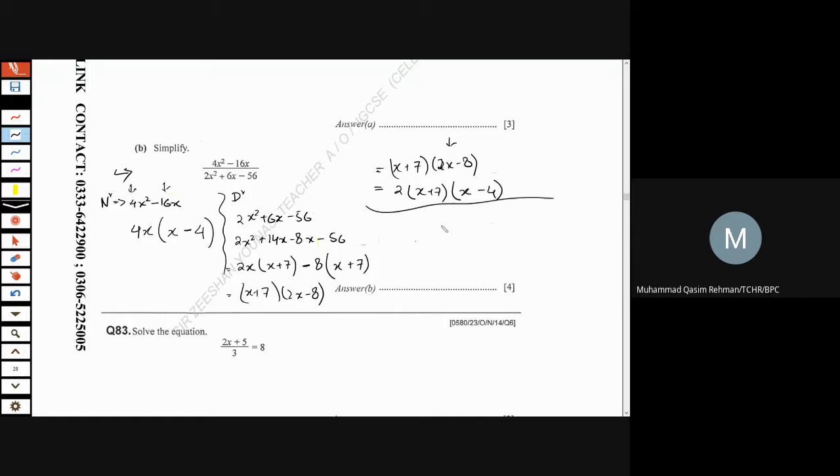So in the numerator, you write down 4x into x minus 4 over. In the denominator, you write down the factors of 2x squared plus 6x minus 56, which are 2 into x plus 7 into x minus 4. Now you simplify it and you will see you are left with 2x over x plus 7. Got it?